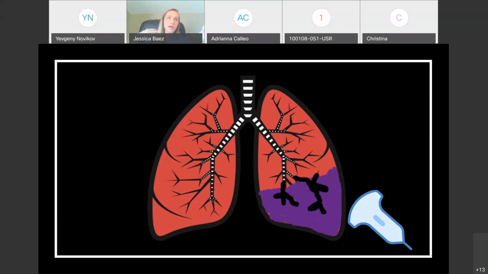So if you were to look at the IJ, for example, it's totally okay, it sometimes can be confusing. Blood is anechoic. It shows up as a dark circle. It's the same thing here. If you have fluid in those bronchioles, it's going to show up as anechoic.